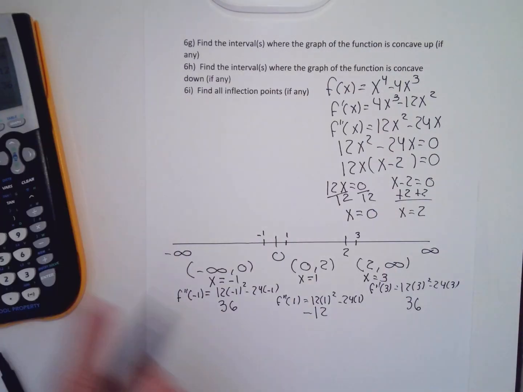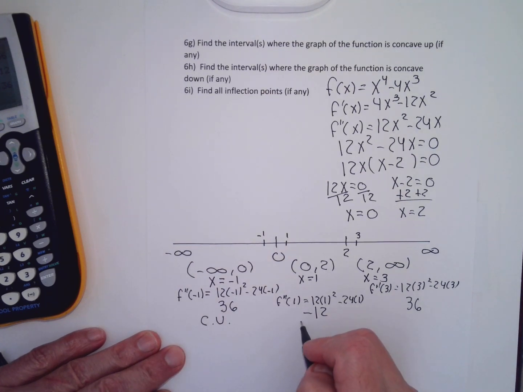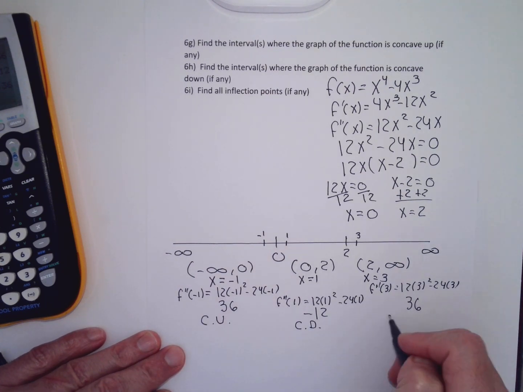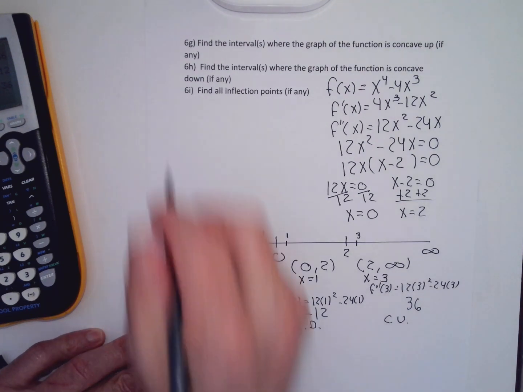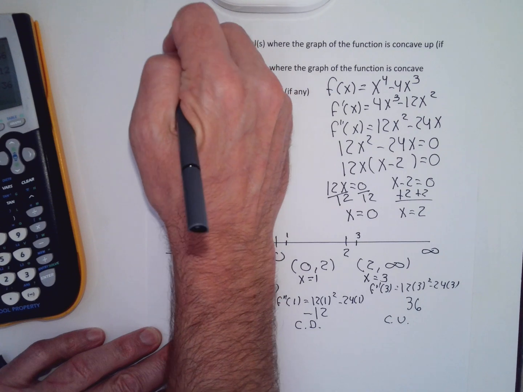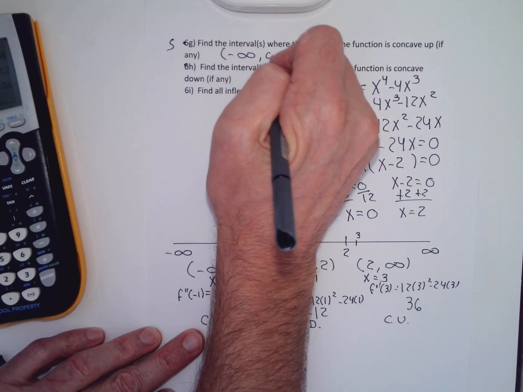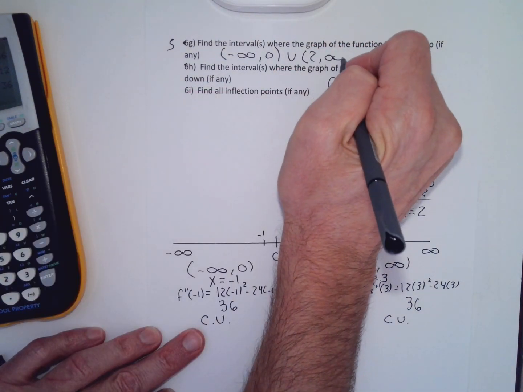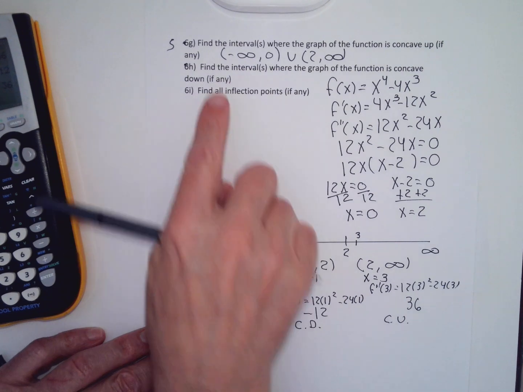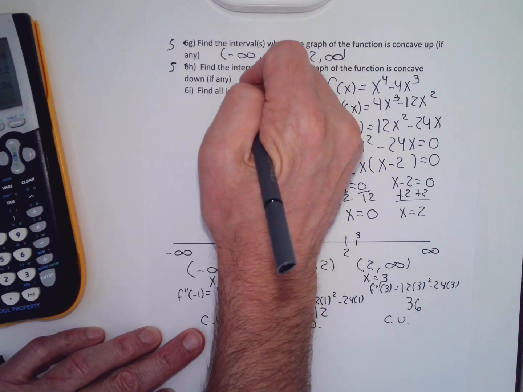Again, you see that duplication that happens all the time when I'm doing these, the way I pick my critical numbers to test. So the outside intervals are concave up. My answer to 5G is the interval from negative infinity to 0 and the interval from 2 to infinity. My answer to 5H, the interval where it's concave down, is the interval from 0 to 2.